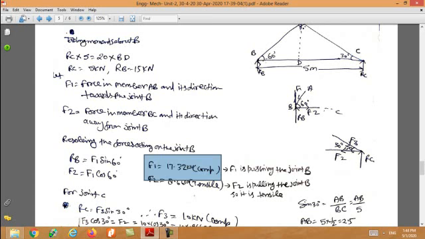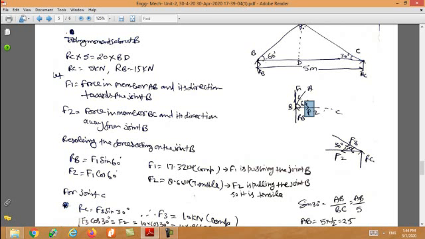It means this F1 load is compressive towards this joint B, because it comes positive. In the same way, F2 is equal to F1 cos 60, because you resolve this F1 force. So it comes again positive and it is tensile. Okay, so this direction is tensile.